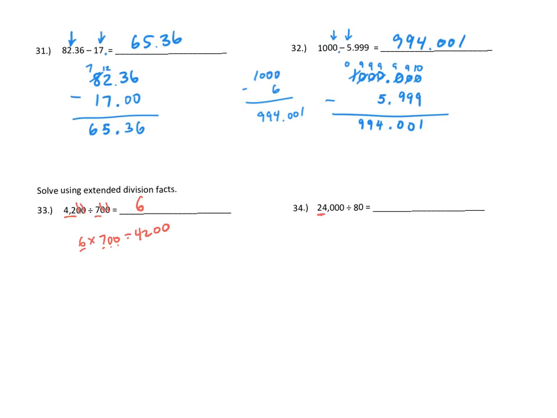Question 34, 24 divided by 8 is 3. 10 divided by 10 is 1. And I have 2 tens that are not canceled out. So my answer is 300. I can check that. 300 times 80 should be equal to 24,000. 3 times 8 is 24. 1, 2, 3 tens. 1, 2, 3 tens, 24,000.